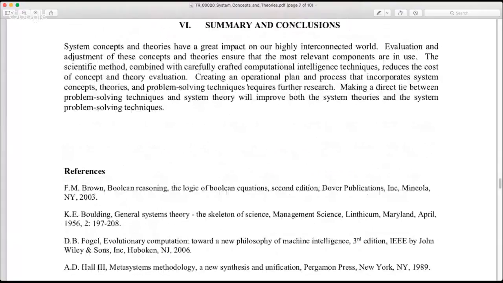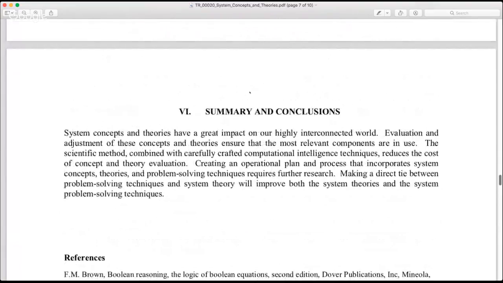So, summary and conclusions: the system concepts and theory have great impact, of course. And evaluation and adjustment of these concepts and theories ensure the most relevant components are in use. And so the whole idea is just to standardize this a little bit more, taking some of these concepts that are fairly informally defined, start making them a little more formal, start using some more of the modern techniques and tools available to help improve the efficiency of systems scientists and systems engineers.